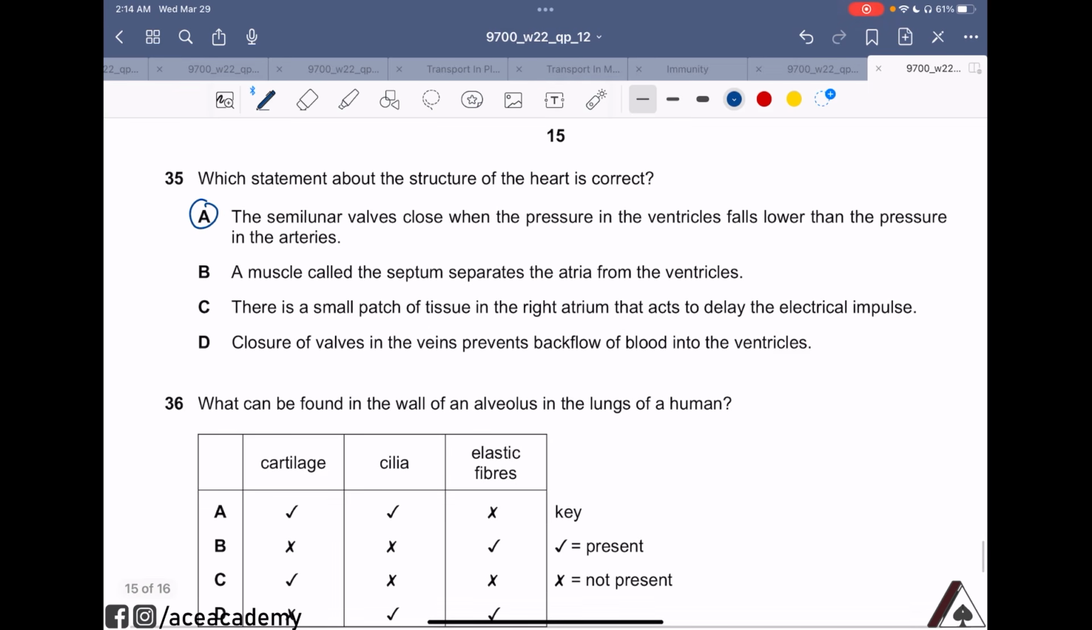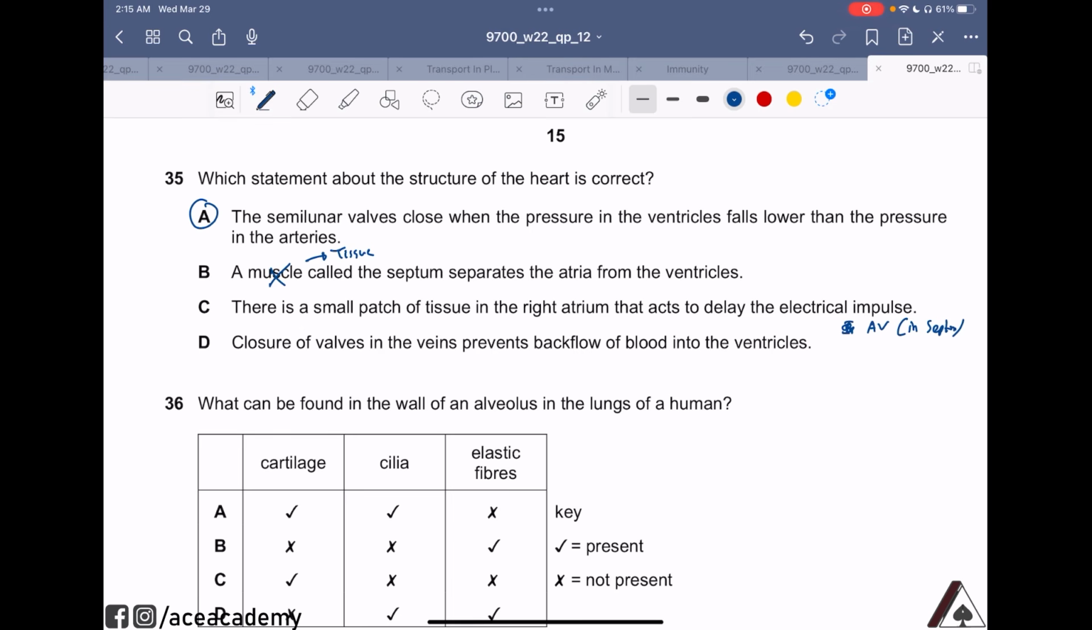A muscle called the septum separates the atrium from the ventricles. It's not actually just a muscle, it's a tissue. There is a small patch of tissue in the right atrium that acts to delay the electrical impulse. No, it's actually in the septum. What they mean by this is the atrioventricular node, and it's in the septum, not in the right atrium. In the right atrium, the other node is present. The sinoatrial node is present.